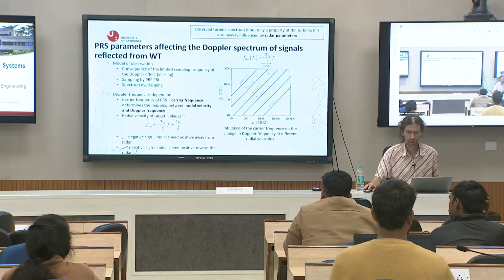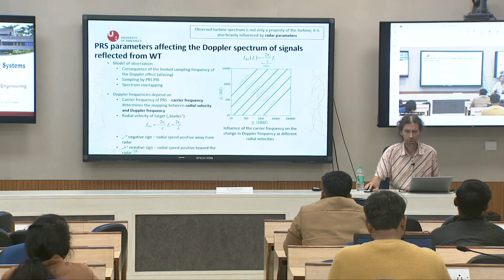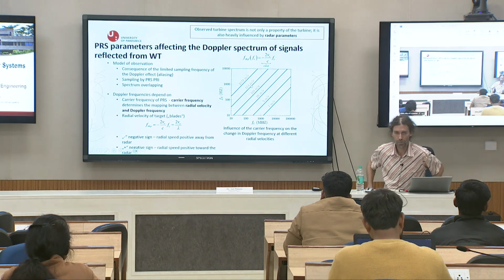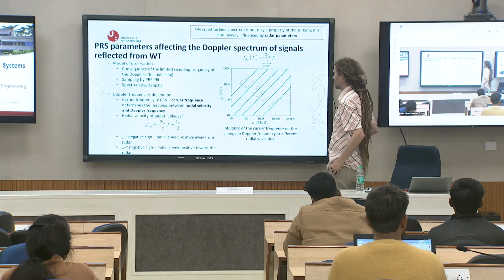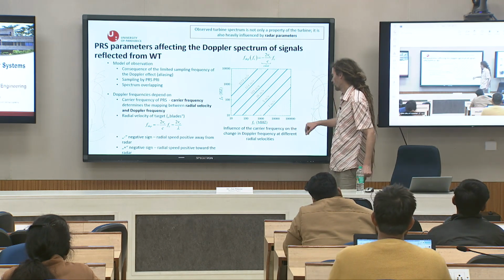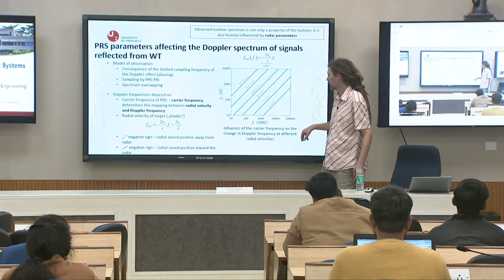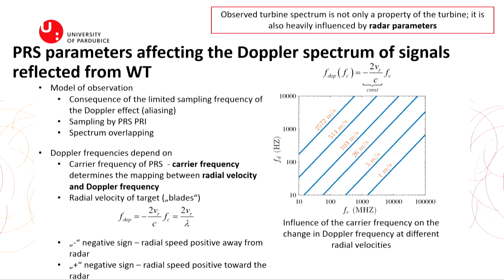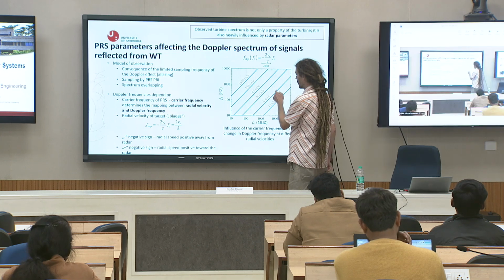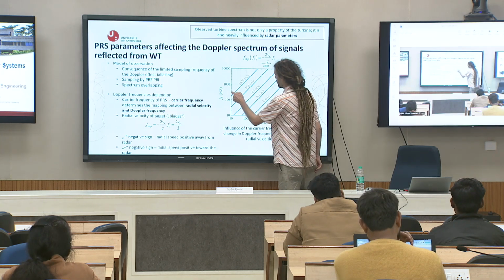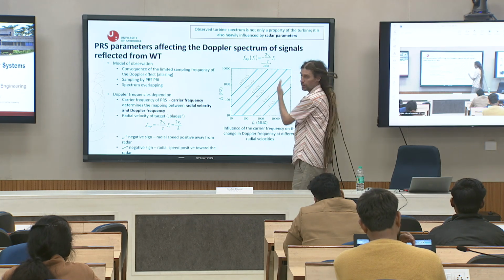Okay, that is about the Doppler speed. I already showed you. No, I didn't show you. It is the dependency on aliasing. Imagine the influence of the carrier frequency on the change in Doppler frequency at different radial velocities. If I have, for example, 10 gigahertz, then at 10 gigahertz a target speed of 1 meter per second costs me a Doppler shift of about 70 hertz, 5 meters per second about 220, and so on. So you will make a cut and you will see.